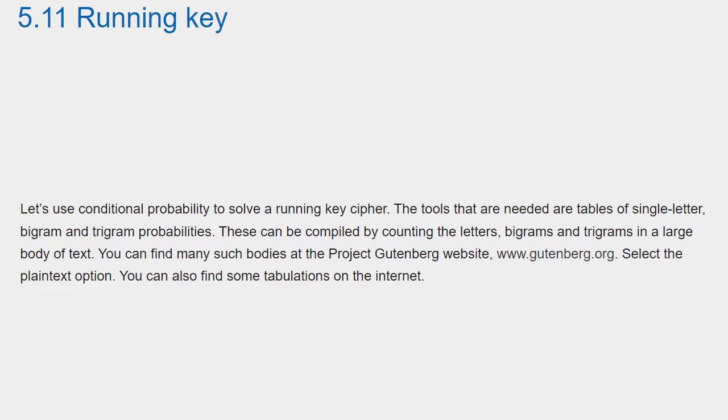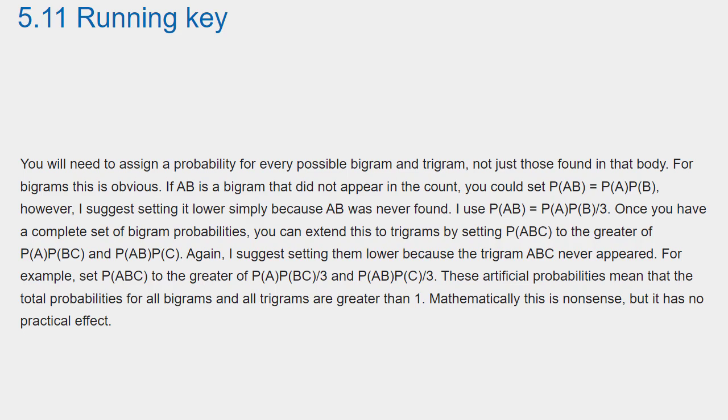Let's use conditional probability to solve a running key cipher. The tools that are needed are tables of single-letter, bigram and trigram probabilities. These can be compiled by counting the letters, bigrams and trigrams in a large body of text. You can find many such bodies at the Project Gutenberg website, www.gutenberg.org. Select the plain text option. You can also find some tabulations on the Internet. You will need to assign a probability for every possible bigram and trigram, not just those found in that body.